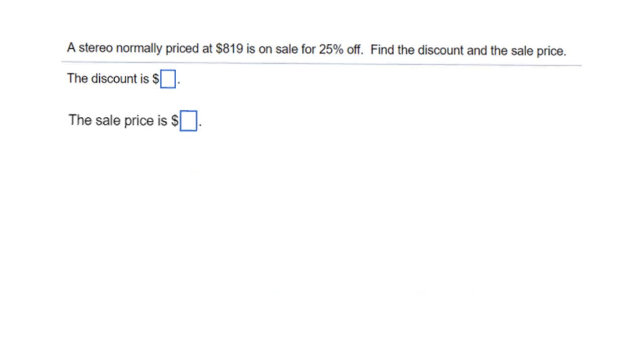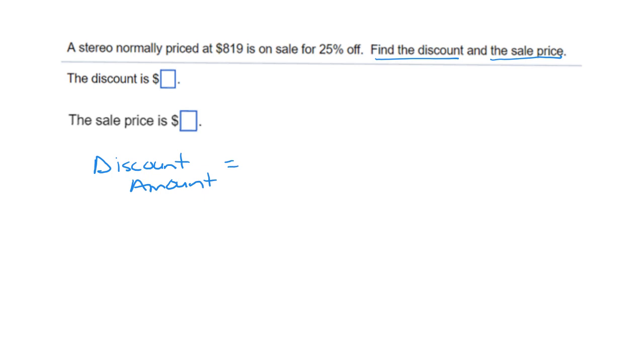A stereo normally priced at $819 is on sale for 25% off. Find the discount and the sale price. So the way they presented this problem, they're asking you to actually find it in that specific order, the discount. And then once we find the discount amount, we will be able to find our sale price. So the first thing we want to do is find our discount amount.